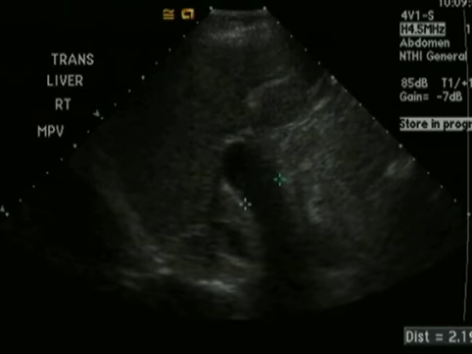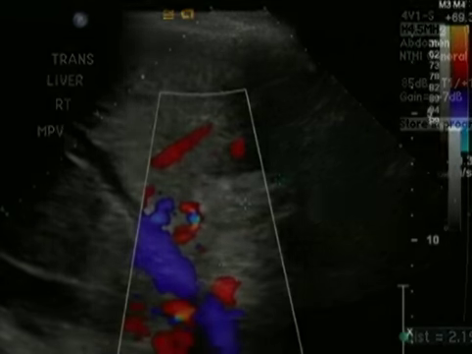Dilation of the portal vein is really not a very sensitive sign of portal hypertension, but when the portal vein is as large as we see here, almost 2.2 centimeters, that's a pretty good indication that flow within the portal venous system is abnormal.